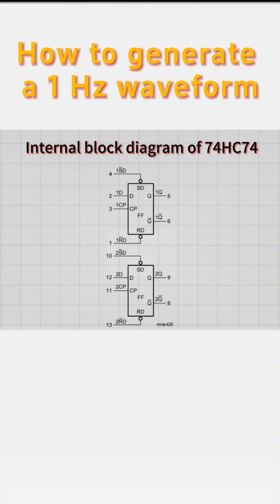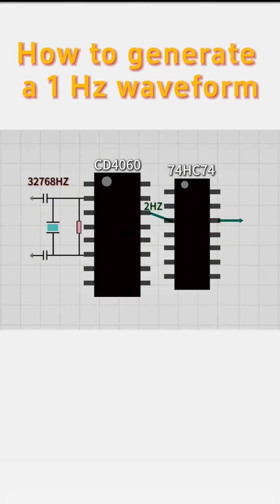That's where the 74HC74 comes in. It has 2 flip-flops inside, and we only need to use one of them, which allows us to convert 2 Hz into 1 Hz. Do you know of any other methods?